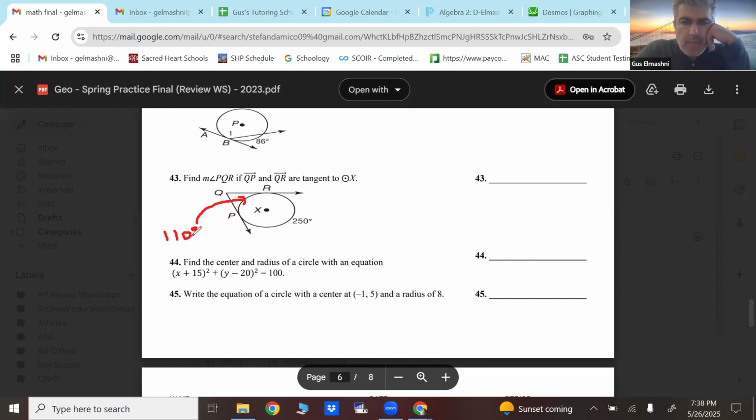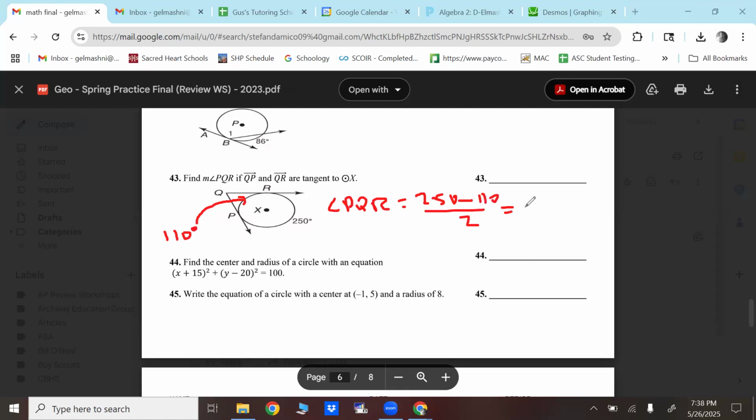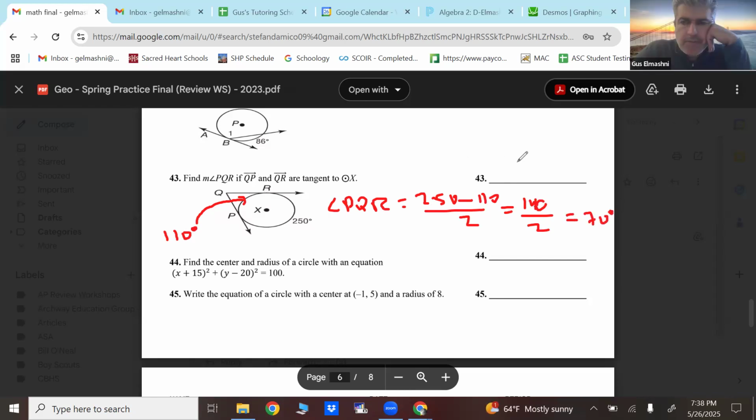So PQR, angle PQR is going to be. Are you giving me a formula sheet, by the way? Yeah. Okay, good. So you subtract those two arcs and divide by two. So that's 70 degrees.